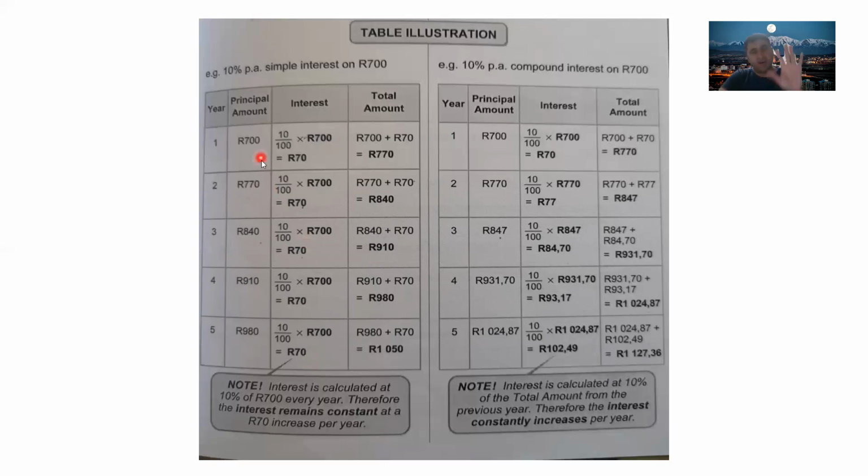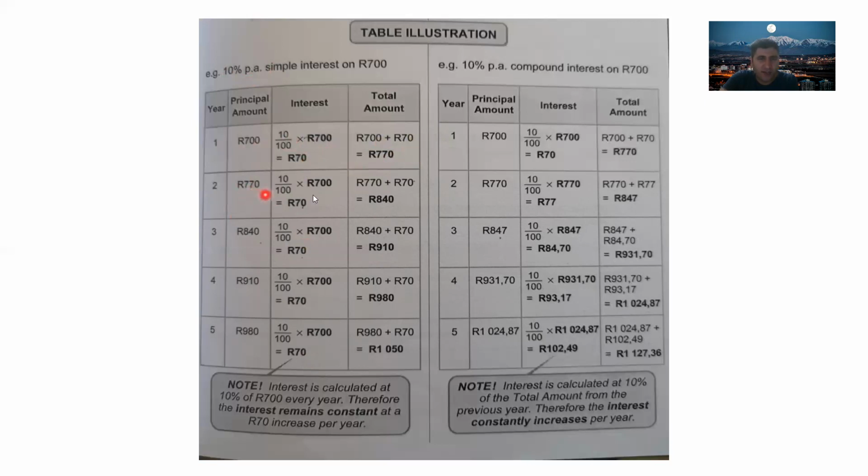Right, again, I have 700 Rand. Then my interest rate is 10%. So I need to find what is 10% of 700 Rand. When I work it out, it is 70 Rand. So the 70 Rand will be added to 700 Rand, and at the end of the year, I have 770 Rand. Second year, I'm starting with 770 because at the end of the first year, this is the money that is accumulated in my account.